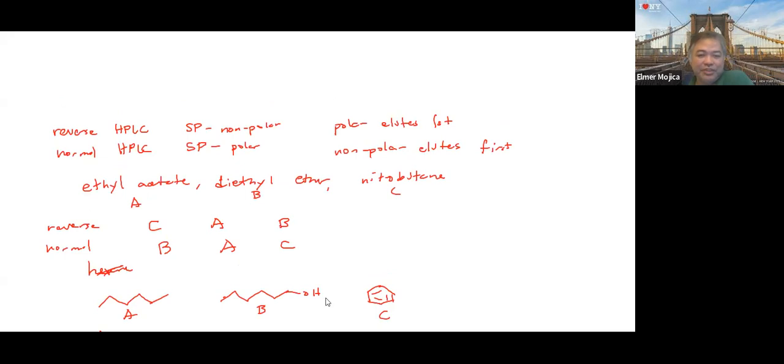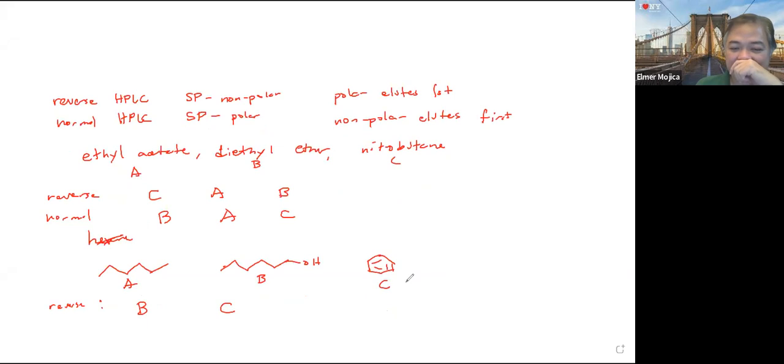So if you are in doubt, sabi niyo, oh, bakit ganun? Okay? That's the reason why this elutes first, because benzene is more polar than A. Mas mababa yung relative polarity ng hexane kaysa sa benzene. Now, you all know why B is the most polar, because you have the alcohol functional group, the hydroxyl group.